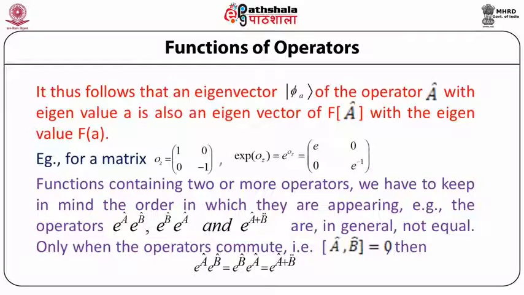The operators e to the power operator A times e to the power operator B, e to the power operator B times e to the power operator A, and e to the power operator A plus operator B are, in general, not equal. It is only when the operators A and B commute, that is, the commutator of operator A with operator B is equal to 0, that the three cases discussed above are equal, that is, e to the power operator A times e to the power operator B is equal to e to the power operator B times e to the power operator A, which is equal to e to the power operator A plus operator B.